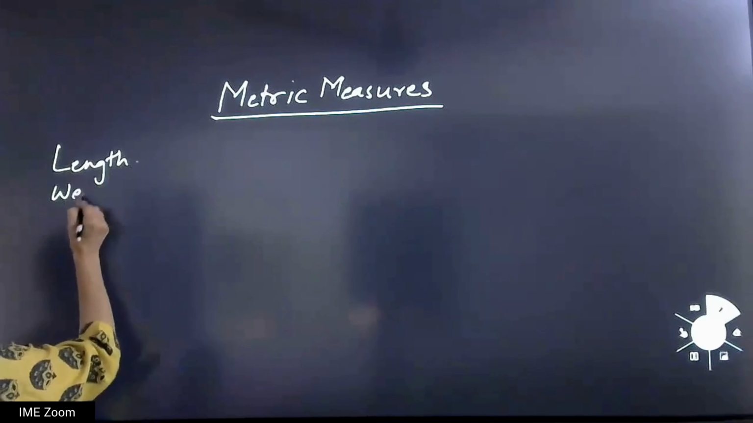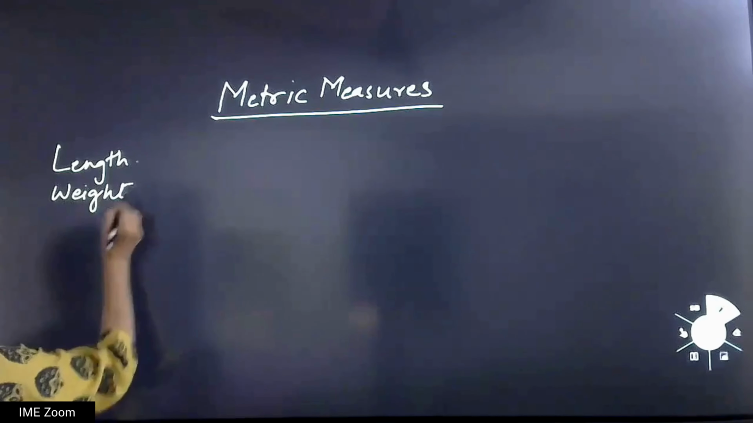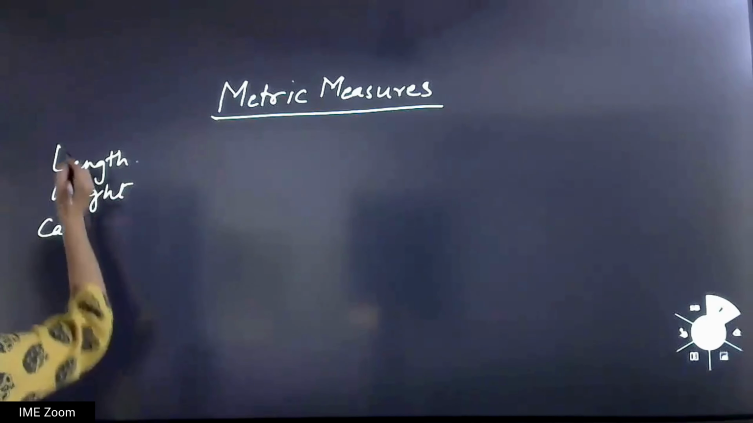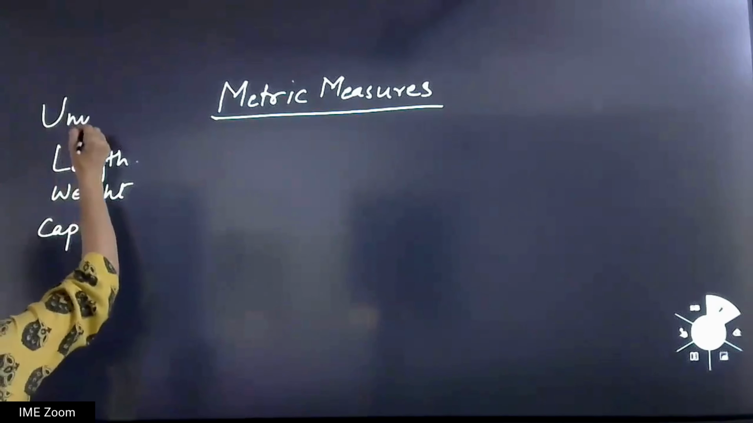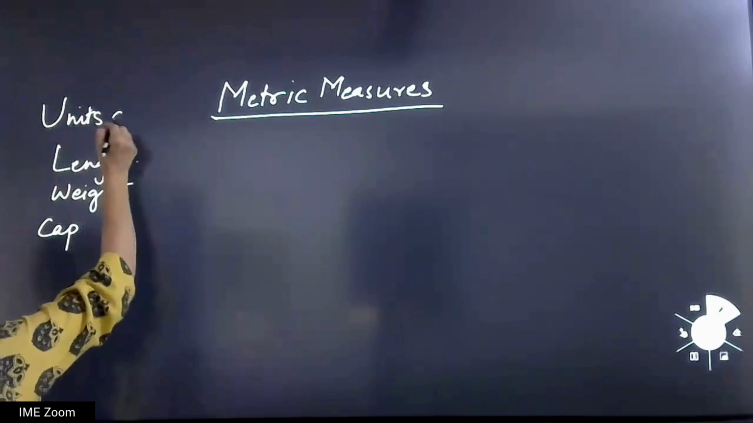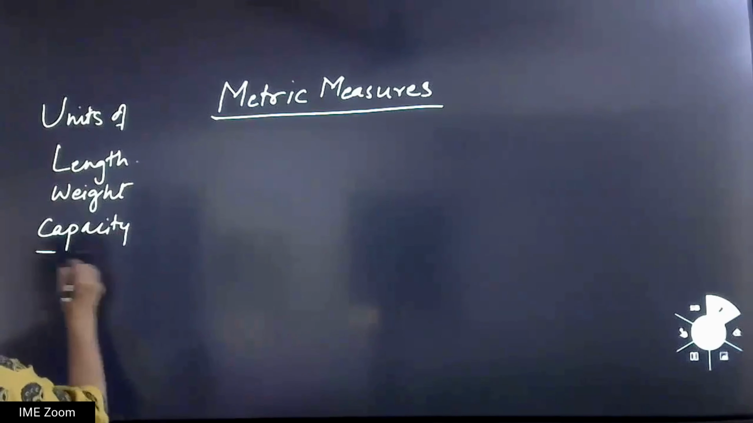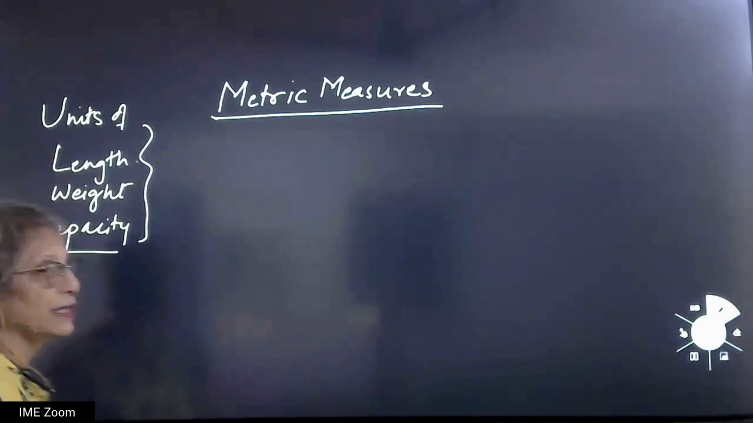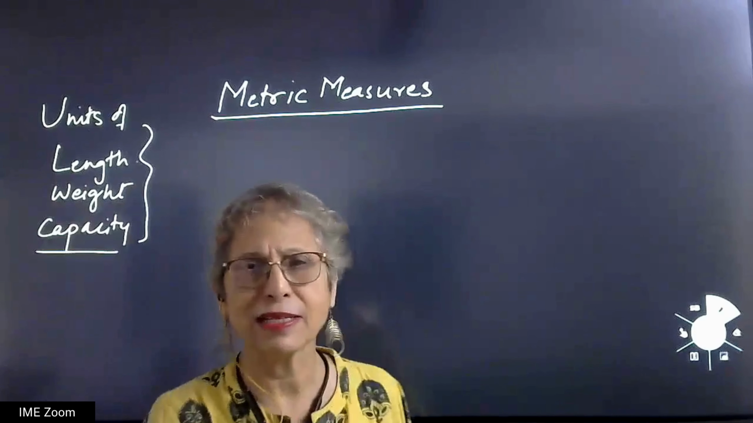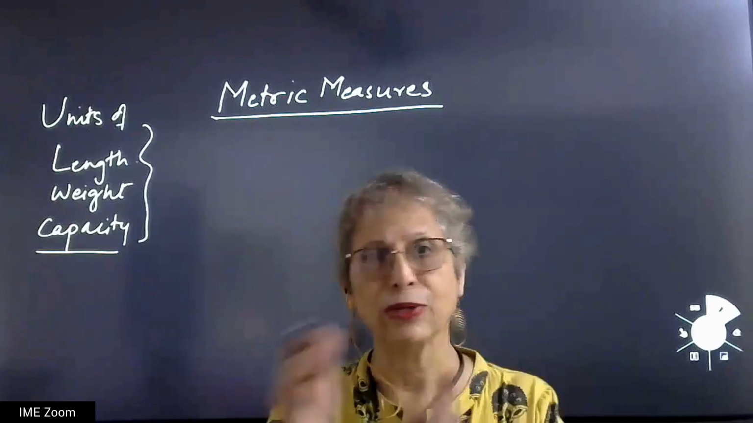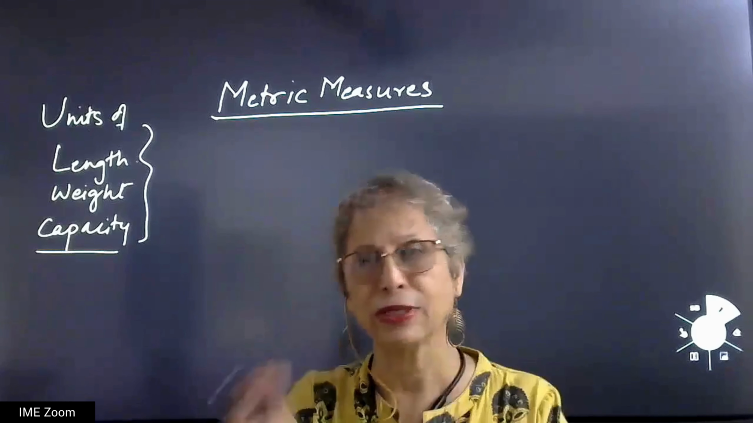So the basic things are length, then weight, and capacity. Units of length, weight, and capacity, that is what comes under this topic. Now, in this topic, the questions are the same: conversion from one unit to another unit. The conversion is the important part here, and there you have to be very careful. So the first part is conversion, from one unit to another unit.